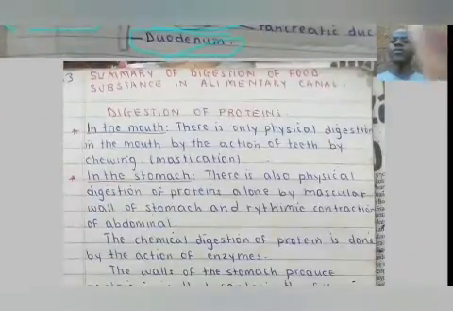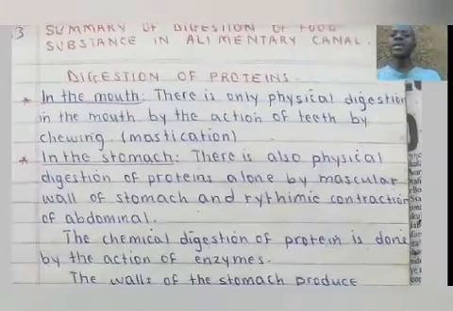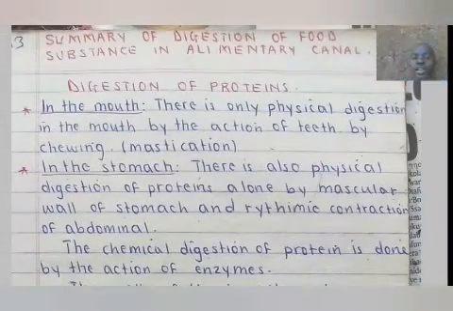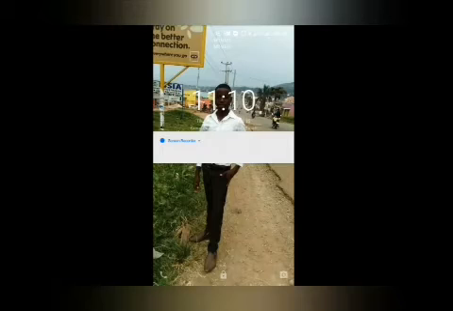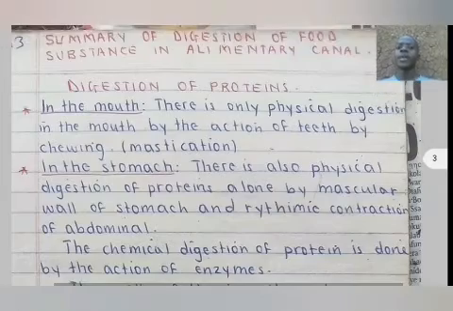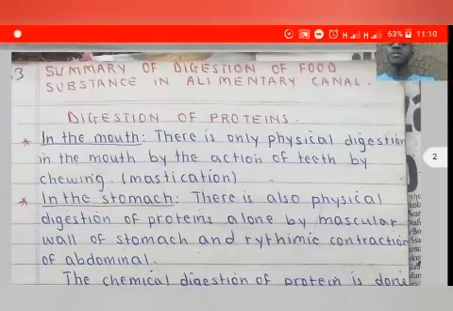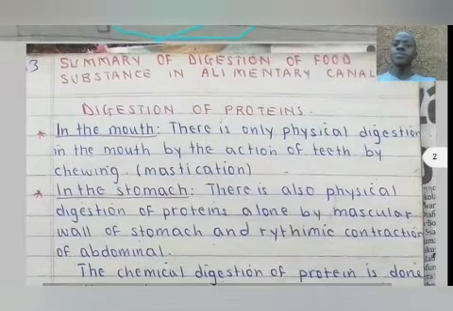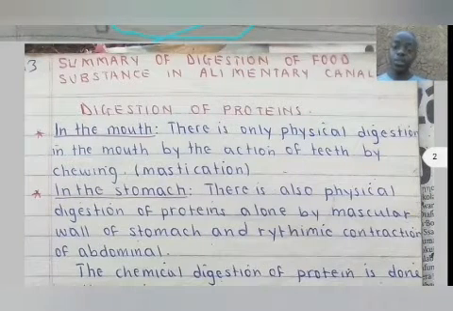Let's go on now. Here we're going to look at a summary of digestion of food substrates in the alimentary canal, because that one was not a clear summary. So now we are going to look at a summary of these substances. Under the summary, we shall begin with digestion of proteins.